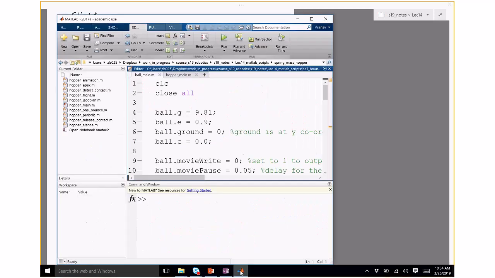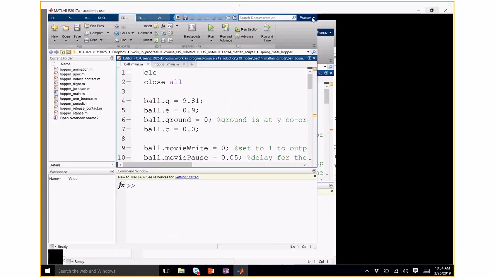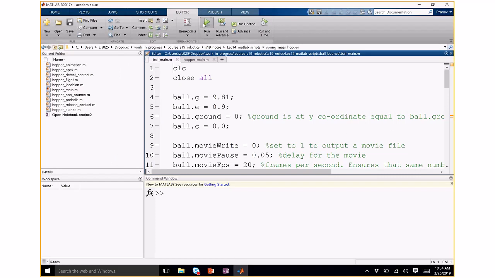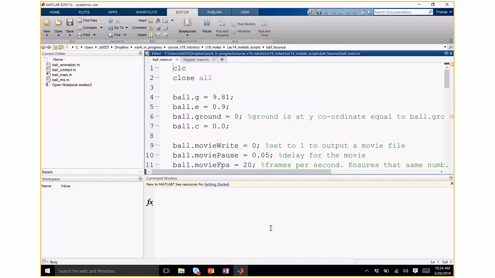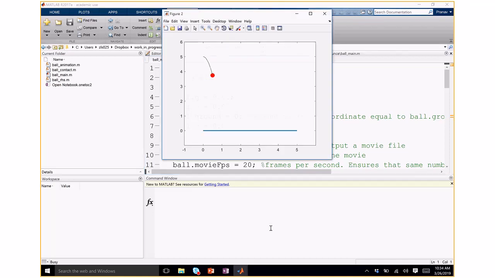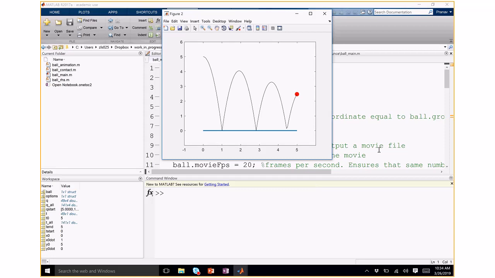So let me run the simulation first, and then tell you a little bit about the MATLAB code. This is a ball bouncing. Now you need to adjust the pause you have for it to look realistic. You can also do slow-mo by increasing the frames, the number of balls you draw between successive bounces.